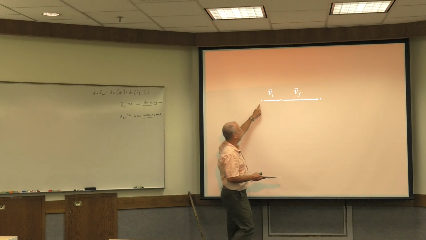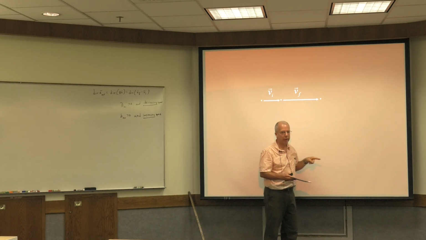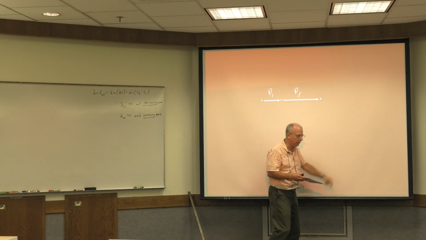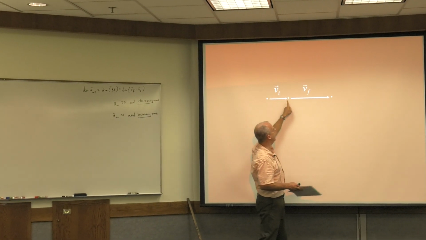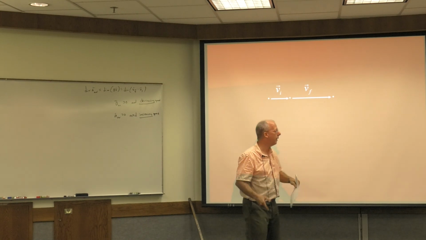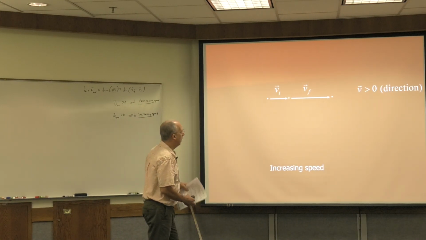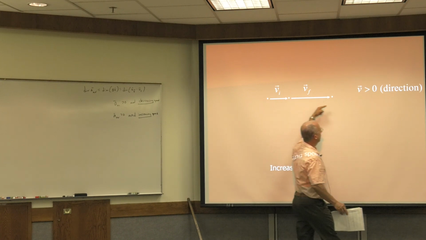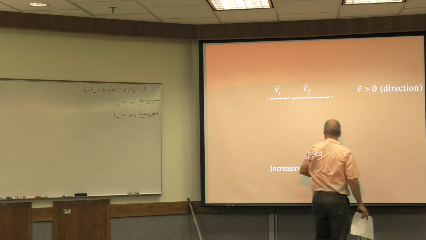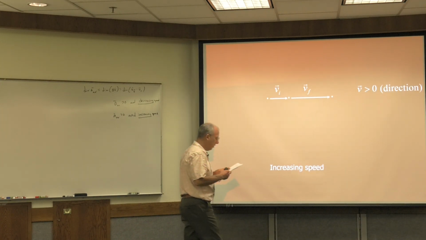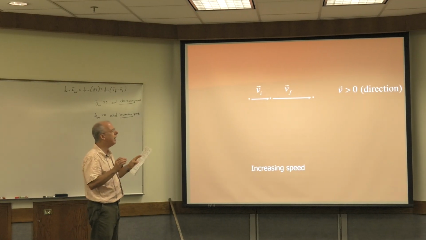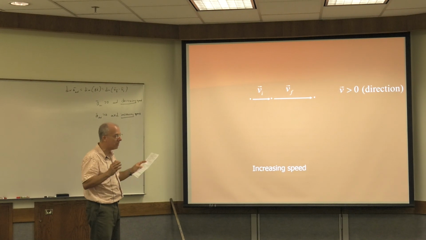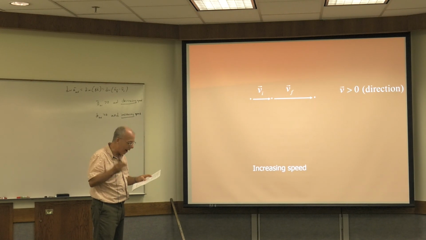Well, all right, so the velocity is positive because it's going to the right, and we said right was positive. So the velocity is positive, and we know the speed is increasing. Agree? All right, now, what is the direction or the sign of A average?